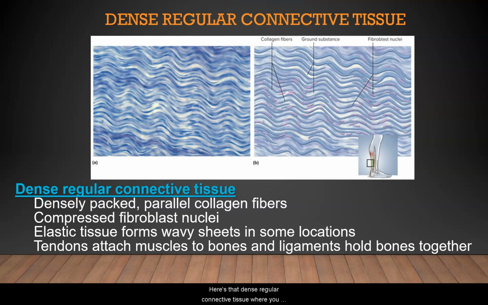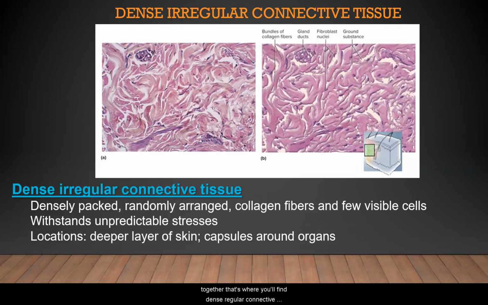Here's that dense, regular connective tissue, where you find these densely packed parallel collagen fibers. You can see how they're parallel to each other. This elastic tissue forms wavy sheets in some locations, tendons that attach muscles to bones, and ligaments that hold the bones together. That's where you'll find dense, regular connective tissue.